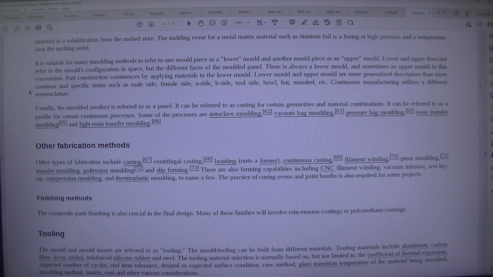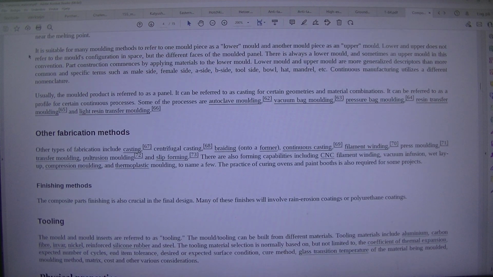It is suitable for many molding methods to refer to one mold piece as a lower mold and another mold piece as an upper mold. Lower and upper does not refer to the mold's configuration in space, but the different faces of the molded panel. There is always a lower mold, and sometimes an upper mold in this convention. Part construction commences by applying materials to the lower mold. Lower mold and upper mold are more generalized descriptors than more common and specific terms such as male side, female side, A side, B side, tool side, bowl, hat, mandrel, etc.